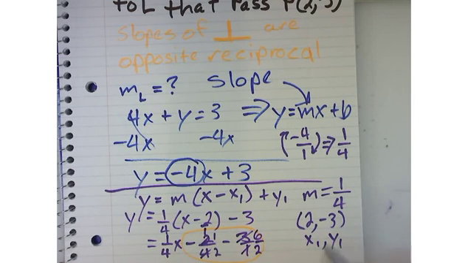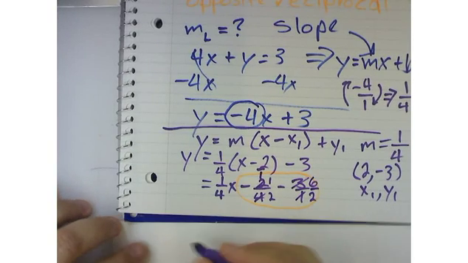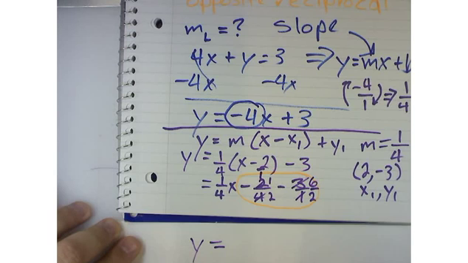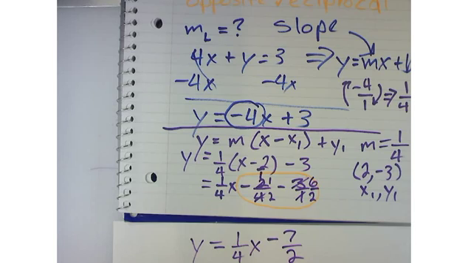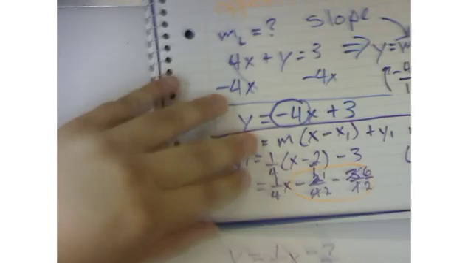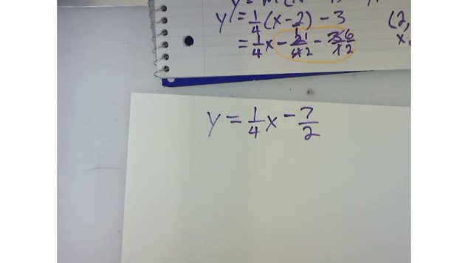I ran out of room on my notebook. So then the next line would be y = 1/4 x - 7/2. Is that right? There's our answer. Boom. Any questions?